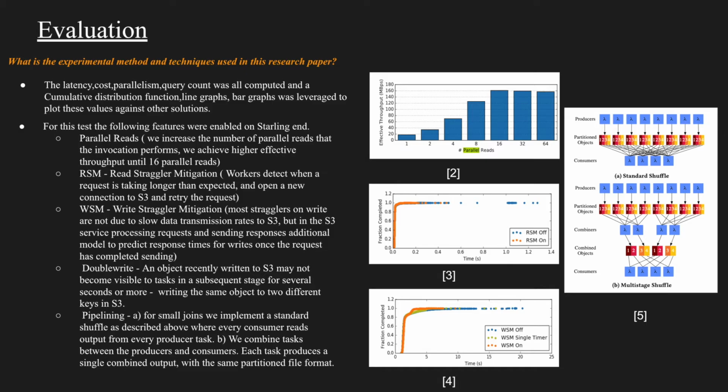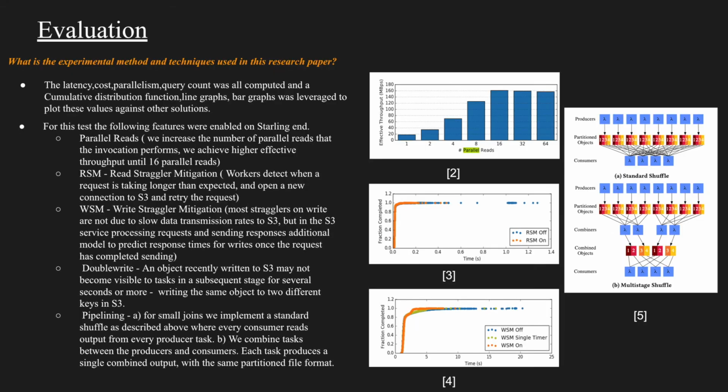They do something similar for write stragglers, taking the same concept as in read. They also do something called a double write, because S3 is kind of stateless. What happens is sometimes an object won't show up until it completes. So we create two copies of it, and whichever is accessible, we use that and kill the other one. And we also do pipelining. For the shuffle operations, if it is a small join operation, we do a direct shuffle. But if it is a very large shuffle operation, we use multiple stages of processes to do it.